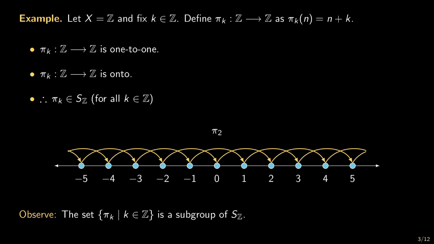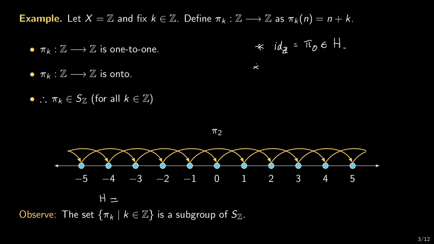I want you to first observe that the set pi sub k, the set of all mappings of the form pi sub k, where k is an integer, is actually a subgroup of S sub z. First of all, the identity function. What's the identity function? The identity function on z can be considered as the mapping pi sub 0, because if you add 0 to anything, it stays in its place, right? So in other words, the identity function on z belongs to, let's call this one h if you want, h.